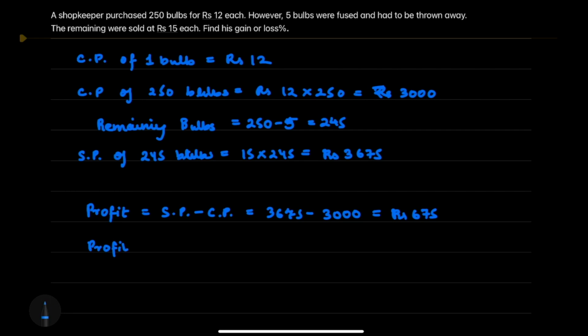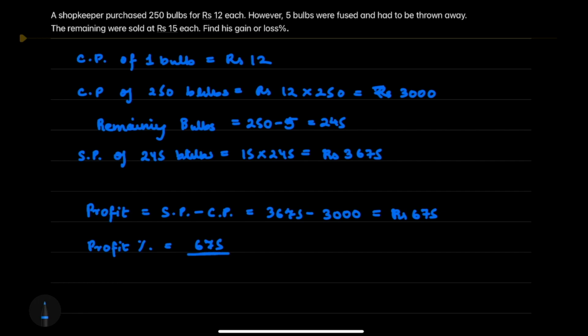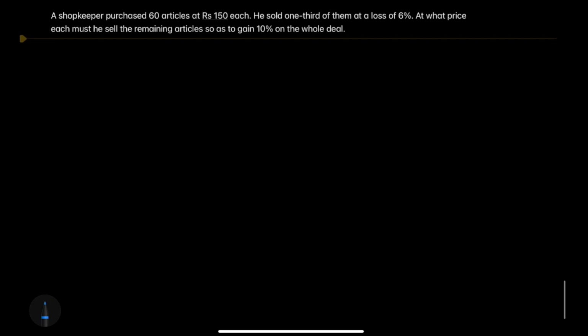Profit percentage can be calculated as the profit over the cost price, and the profit is 675 over the cost price, which is 3,000 rupees. We multiply it by 100, we get a value of 22.5%. That's the profit percent.